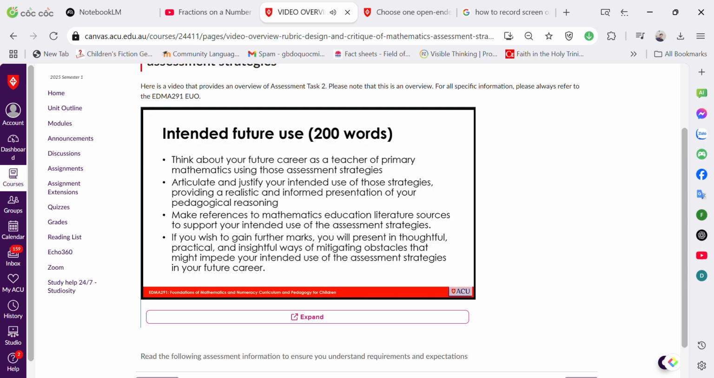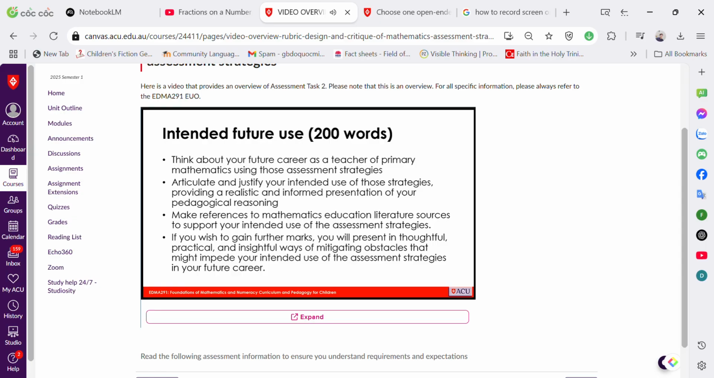After you've done that, you're going to then think about yourself as who you're becoming as a mathematics teacher. So we want to see a bit of you in this part. We want you to think about your future career as a maths teacher. And we want you to articulate and justify your intended use of those two strategies. What are you going to do that's realistic and informed?